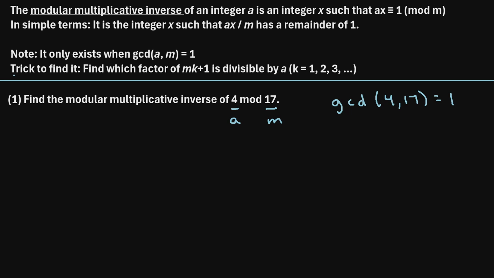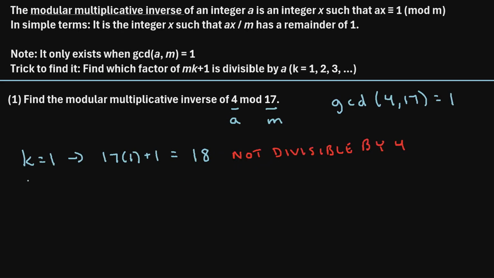So to find it, we're going to use this trick right here, where we just find which factor of m times k plus 1 is divisible by a. And we'll start with a value of k equal to 1. So if we use k equal to 1, we'll plug that into this formula. Remember, m is 17 in this example. So that would be 17 times 1 plus 1. So this is 17 plus 1, that's 18. So is 18 divisible by a? A in this case is 4. Is 18 divisible by 4? No. So we'll say not divisible by 4, so then we'll move on to the next value of k.